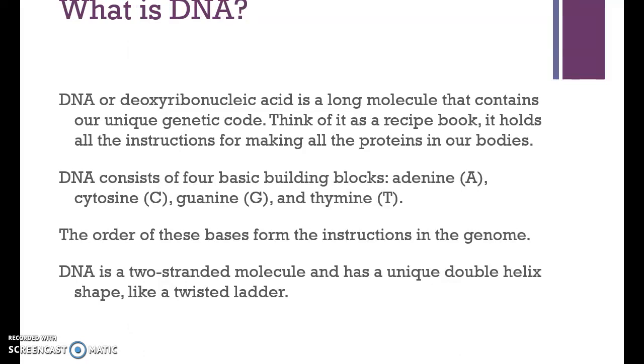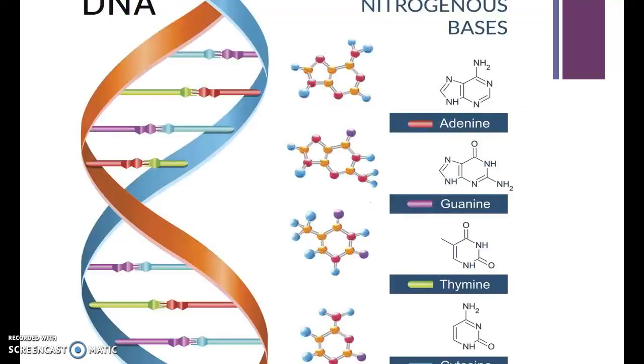What is DNA? DNA, or deoxyribonucleic acid, is a long molecule that contains our unique genetic code. Think of it as a recipe book. It holds all the instructions for making all the proteins in our bodies. DNA consists of 4 basic building blocks: adenine, cytosine, guanine, and thymine. The order of these bases form the instructions in the genome. DNA is a 2-stranded molecule and has a unique double helix shape like a twisted ladder. And here's a picture of DNA and the 4 nitrogenous bases.